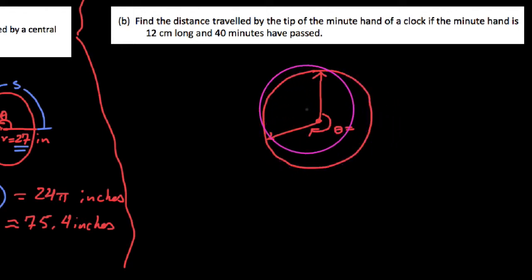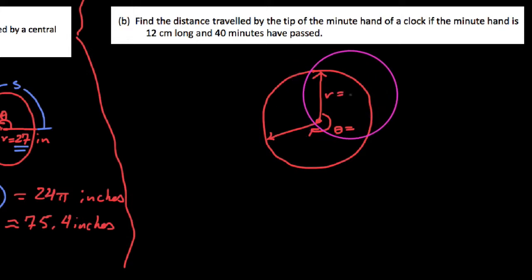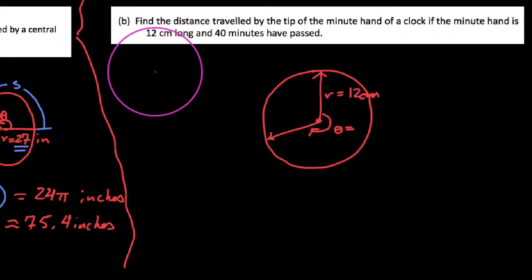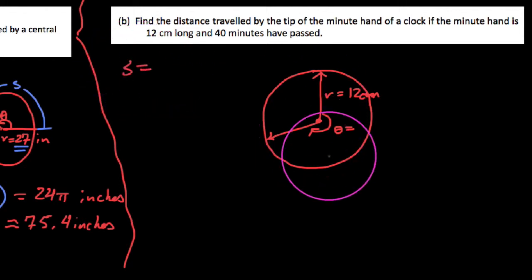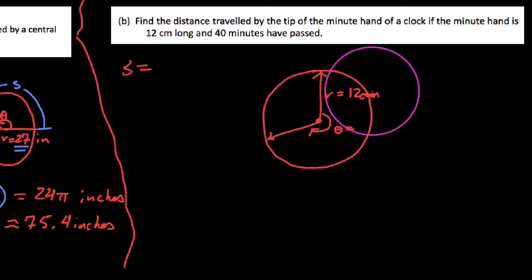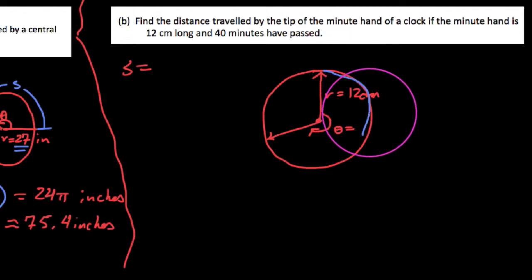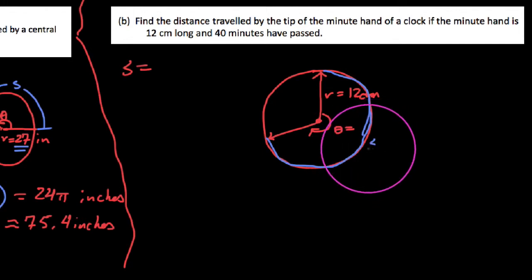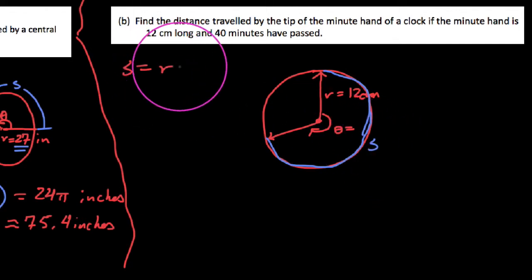We don't know what this angle is, but we do know that the radius is 12 centimeters long. So according to what we've already said, we could find the distance the tip has traveled if we find this arc length around the edge of the clock. We represent this with the letter S, and S is equal to the radius length times the angle in radians. We already know that the radius is 12. We need to know how many radians are in 40 minutes.